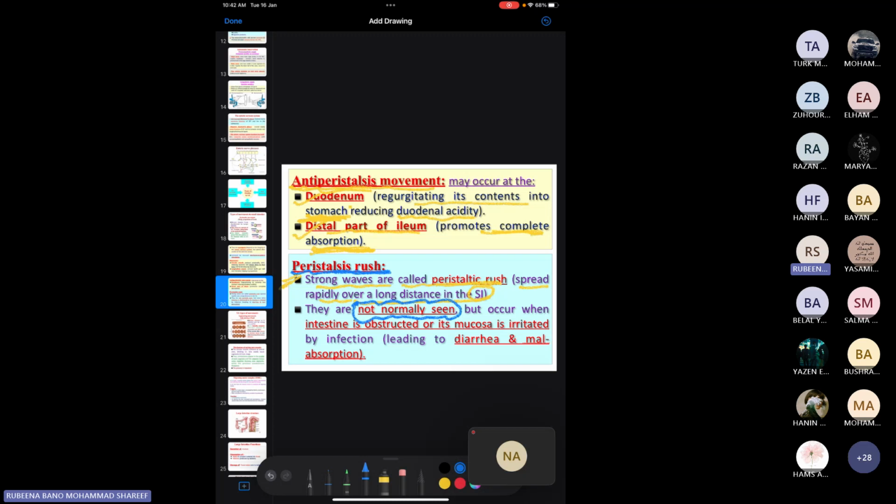Now, the benefit of this peristaltic rush is to excrete the chyme from the intestine, because it is infected. If the intestinal mucosa is irritated by infection or any other irritant substance, there will be peristaltic rush, which will lead to diarrhea. And because the chyme is not staying in the small intestine for a long duration, there will be incomplete absorption, which is called malabsorption of nutrients.